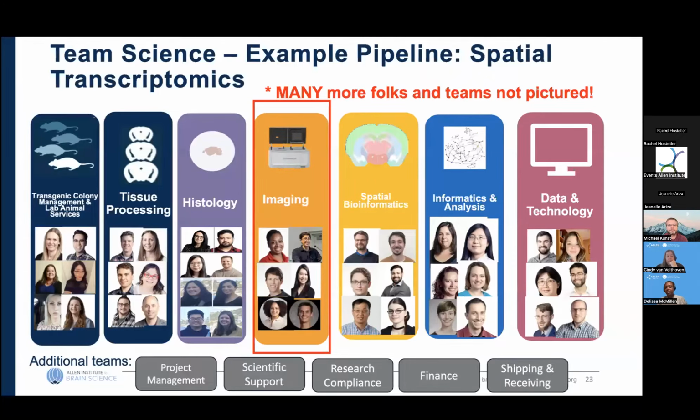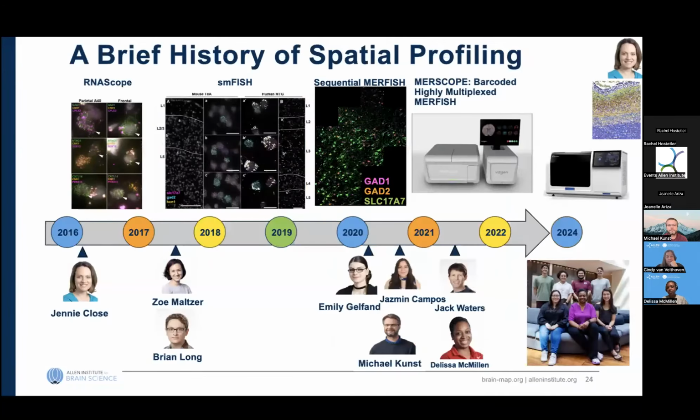We are part of this big pipeline, so we take in product in order to push out data. I wanted to give you a little history about spatial transcriptomics at the Allen Institute. It wasn't started a year ago when the atlas came out. It was started several years ago with Jenny Close starting the spatial work at the Institute, and it has grown since then to the inclusion of my team as we've moved on through the years.